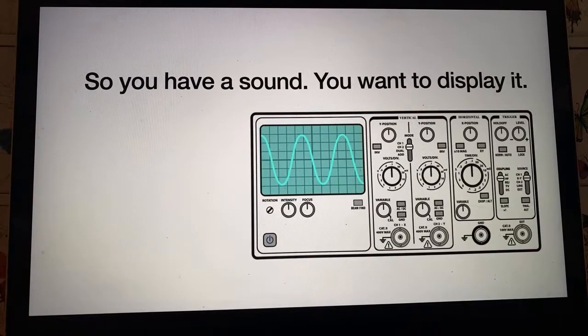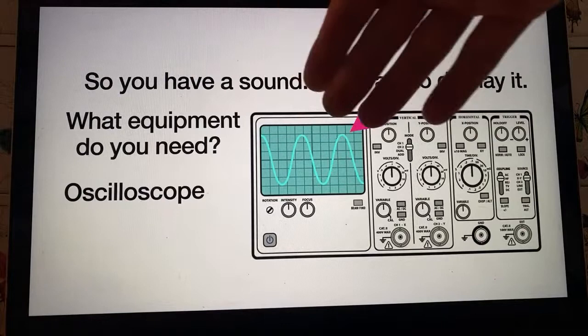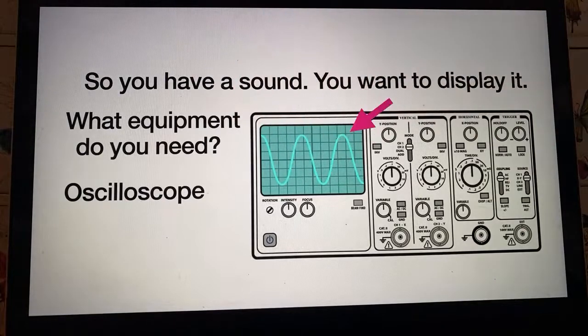So you've got a sound, right? I think this is a real IGCSE physics question. You've got a sound. You want to display it. You want to be able to actually look at the sound wave. So what do you need? Well, you need an oscilloscope. That is a word that they will expect you to know. That takes sound that you can hear and turns it into something that you can see.